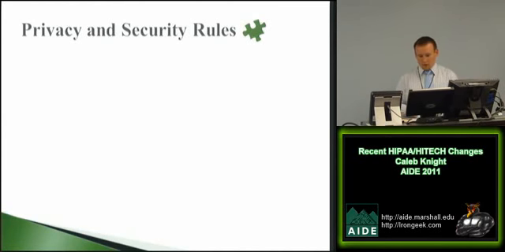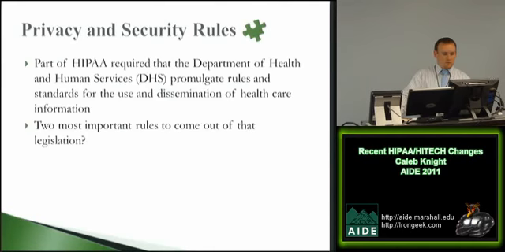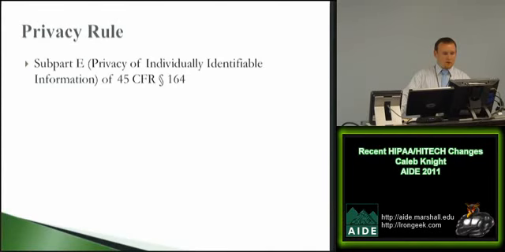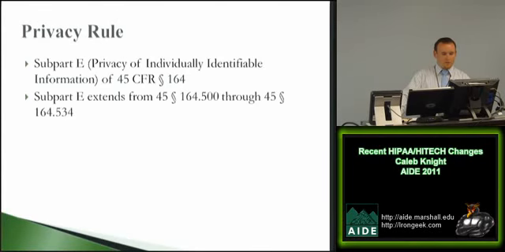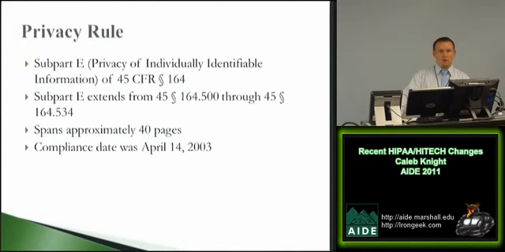Now, when HIPAA was originally enacted in 1996, there was a provision that rules would have to be promulgated by the Department of Health and Human Services. And two of those rules, and the two most important of those rules, are the privacy rule and the security rule. The privacy rule, found in subpart E, covers around 40 pages, and the compliance date was back in 2003. So it actually came about quite a while after the 1996 enactment of HIPAA.